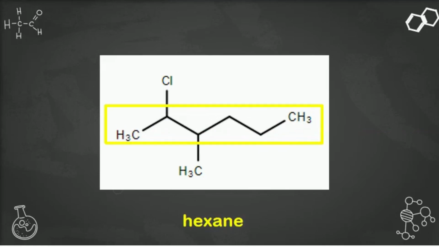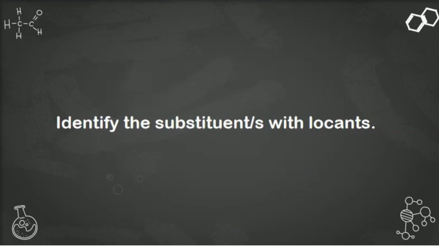So hex for the parent chain with 6 carbons, that is the prefix of it, and then the suffix of the parent name is ane because it is for alkane, which has single bond. So the parent name of the continuous carbon chain is hexane. Next is identify the substituent with locants.